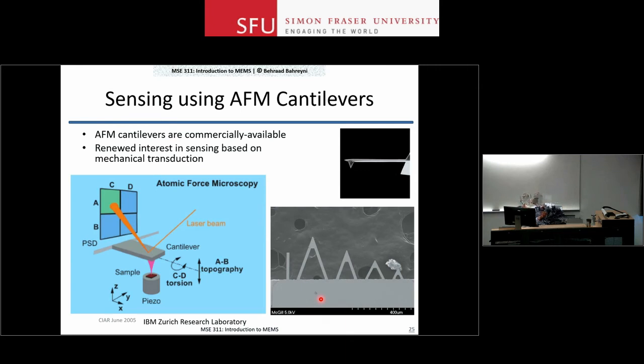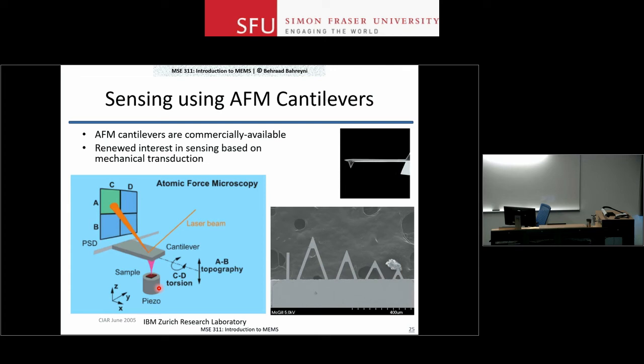One of the most interesting applications of cantilevers is in atomic force microscopy. We've used it as an example before, but here's how the system works. You have a probe that is essentially a cantilever with a very sharp tip. This sharp tip is moved across the surface.